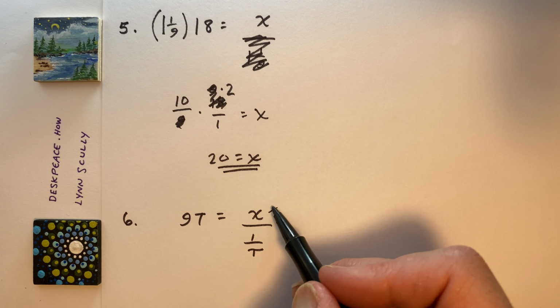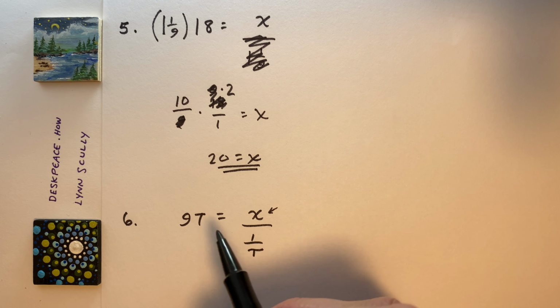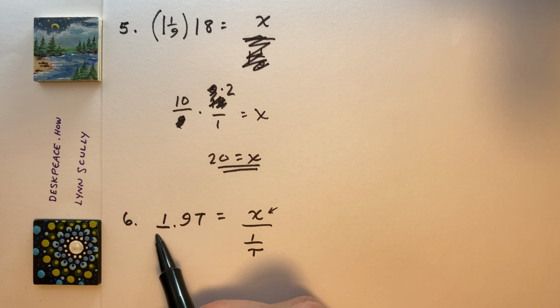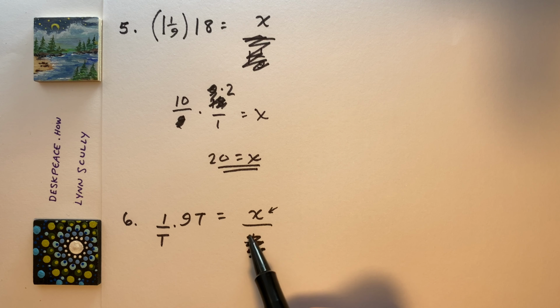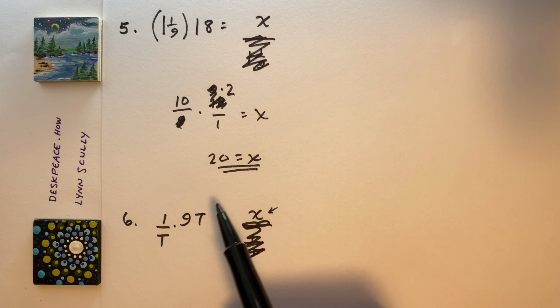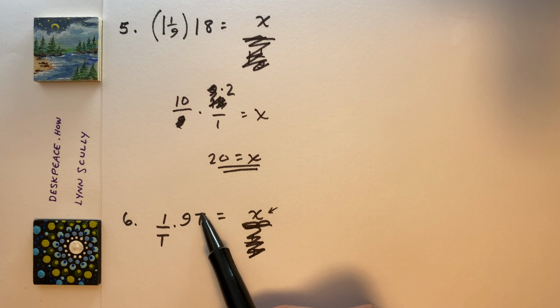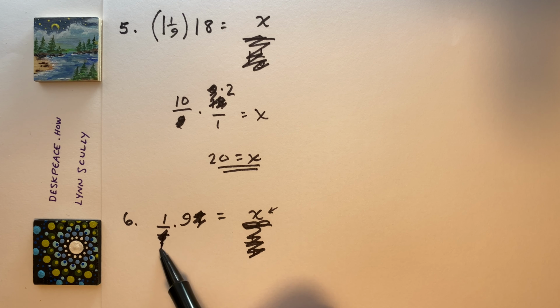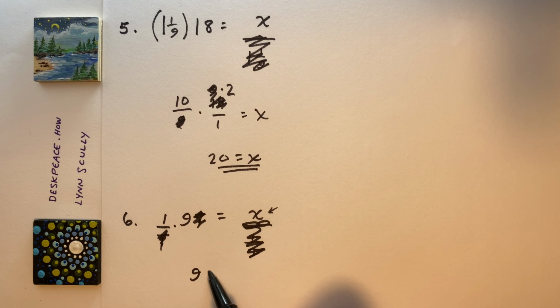Number 6, 9t equals x all over 1 over t. I want to get the x alone. The 1 over t is attached by division. Move it by multiplication to the other side of the equal sign. That undoes the division. You see this t over t? T over t reduces to 1. 1 times 9 is 9. So I'm getting 9 equals x.